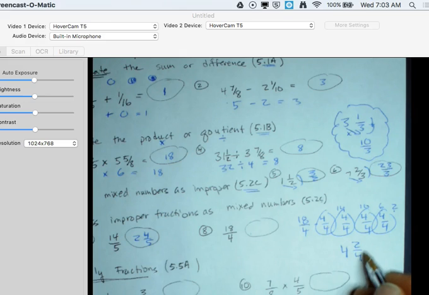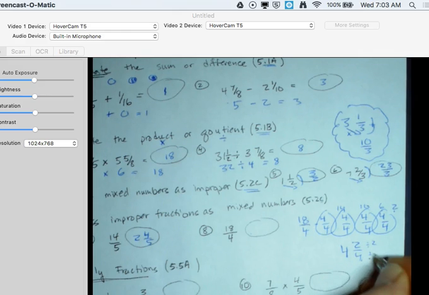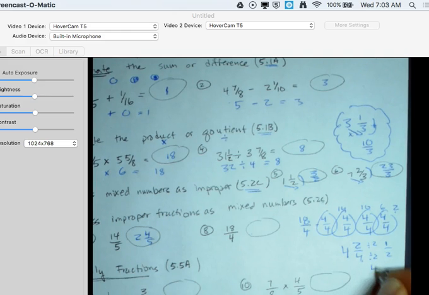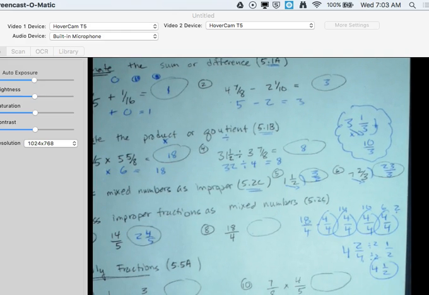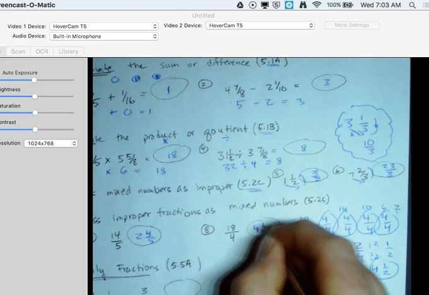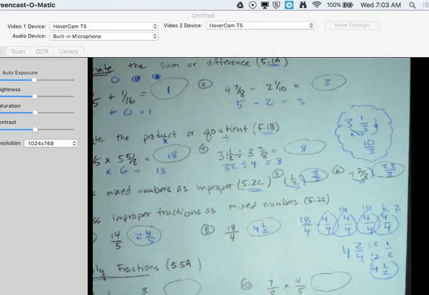But we can't leave 2/4 sitting there like that. We have to say that we can divide that by 2 and divide this by 2, and we get 1/2. So our actual answer then is 4 1/2. So that was kind of a tricky one there, but it is very testable. That's a 6th grade question right there.